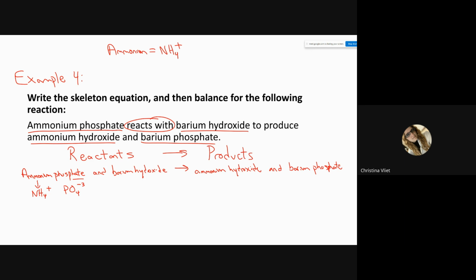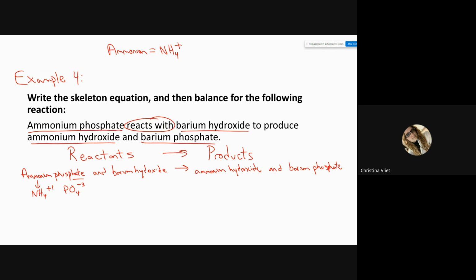Okay, so this is now what I'm going to expect you to do. Looking at ammonium being NH4 with a +1 charge and phosphate being PO4 with a -3 charge, you have to give me the correct formula. That's what I'm expecting you to be able to do. Do you remember how to do that? I do. Great. Thank you.